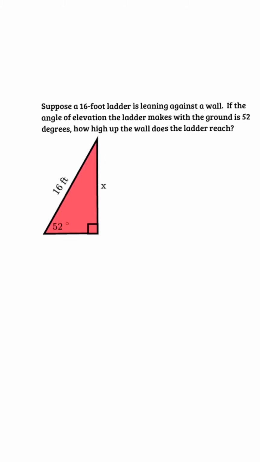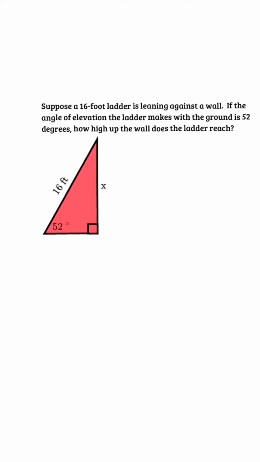So now it's time to go over a real-world example of how you actually use the trig functions. So suppose a 16-foot ladder is leaning against a wall. If the angle of elevation the ladder makes with the ground is 52 degrees, how high up the wall does the ladder reach? Now, you might be wondering what angle of elevation is. So in the case of a right triangle, it's the angle that the hypotenuse is going to make with the base. Or equivalently, the angle that the hypotenuse makes with the horizontal segment of the right triangle.